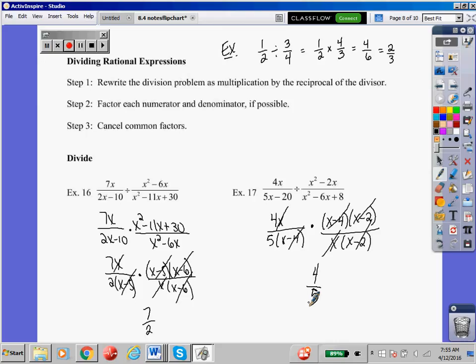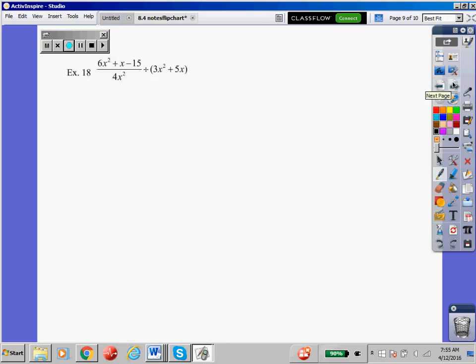All right, questions on 16 or 17? Not too bad. I mean, maybe I'm going too fast with my factoring. All right, in example 18, let me give you a head start on the 6x squared plus x minus 15. You're going to need to factor that, and then it becomes 1 over. And you understand there's a GCF of x.